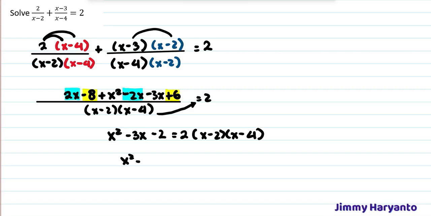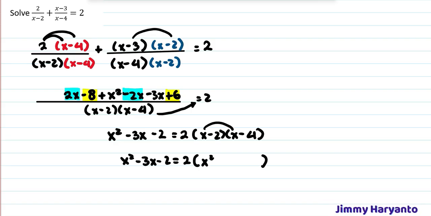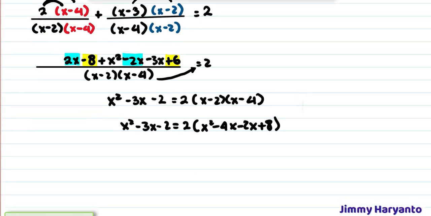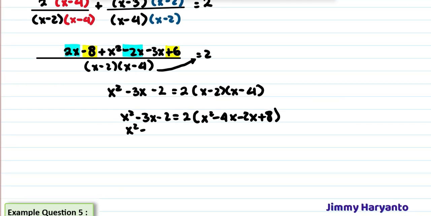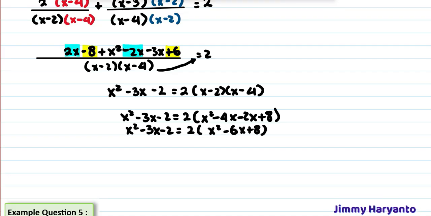Okay, so x squared minus 3x minus 2 equals, let's expand this one first, x squared minus 4x minus 2x, and then the last one is positive 8. There you go. And then simplify it again. You have to open brackets x squared minus 6x plus 8, and then multiply the 2. You'll have 2x squared minus 12x plus 16, like that.